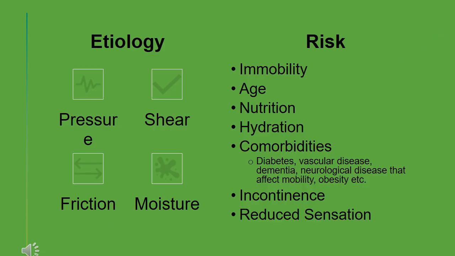Prolonged pressure, shearing, friction, and moisture may influence the development of a pressure ulcer. Some common risks that influence pressure ulcer development in residents include decreased mobility, advanced age, inadequate nutrition or hydration, reduced sensation or comorbidities, such as diabetes, vascular disease, dementia, obesity, or other neurological diseases that affect mobility.